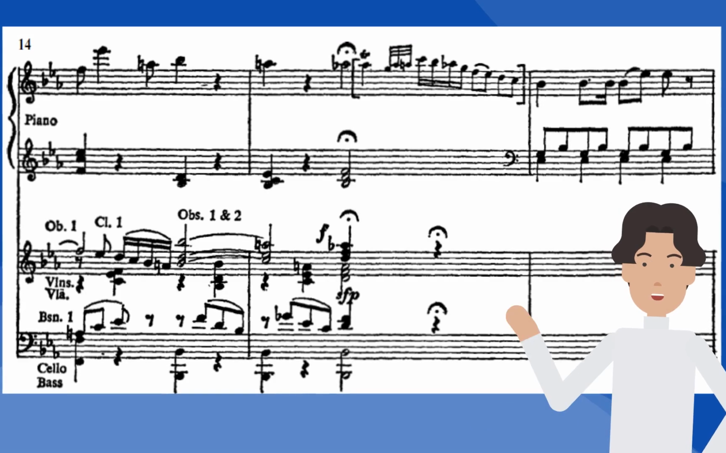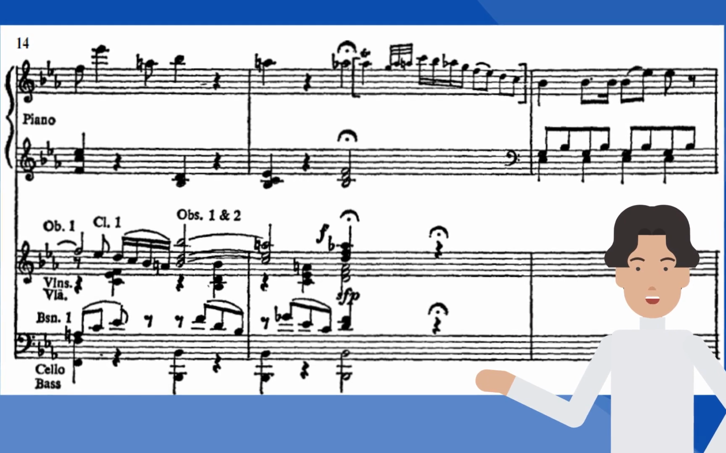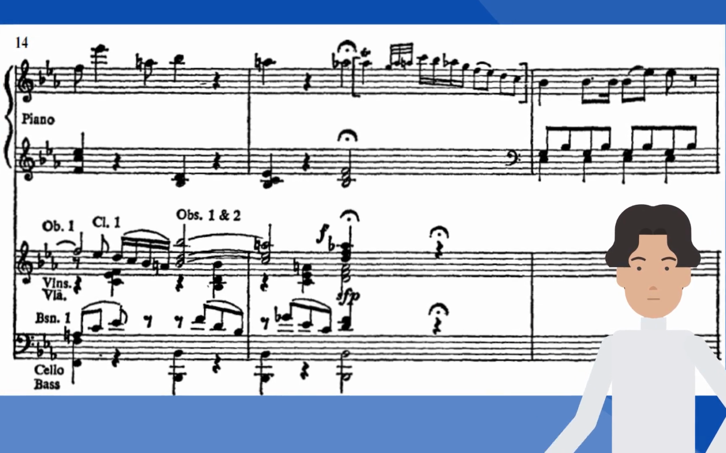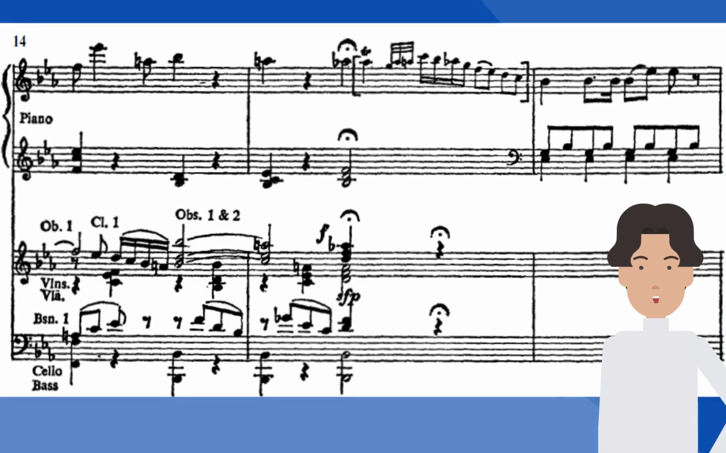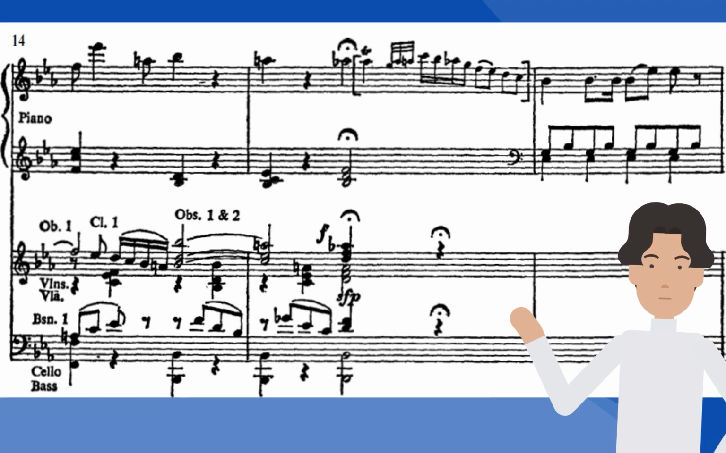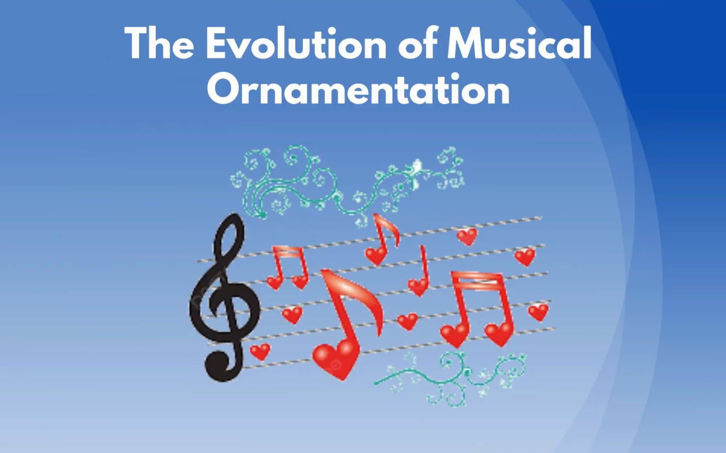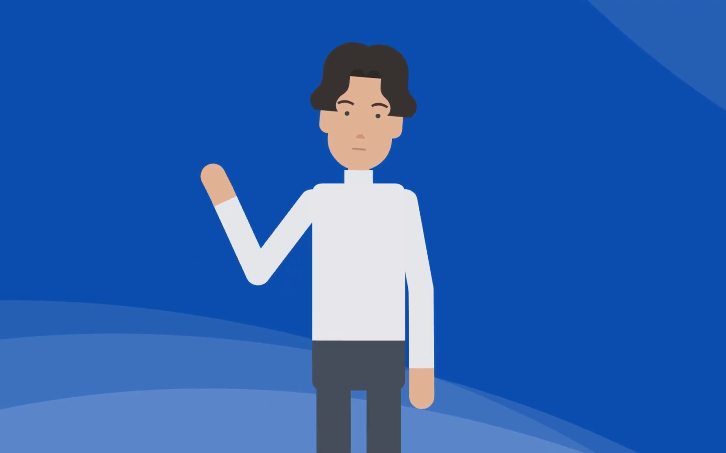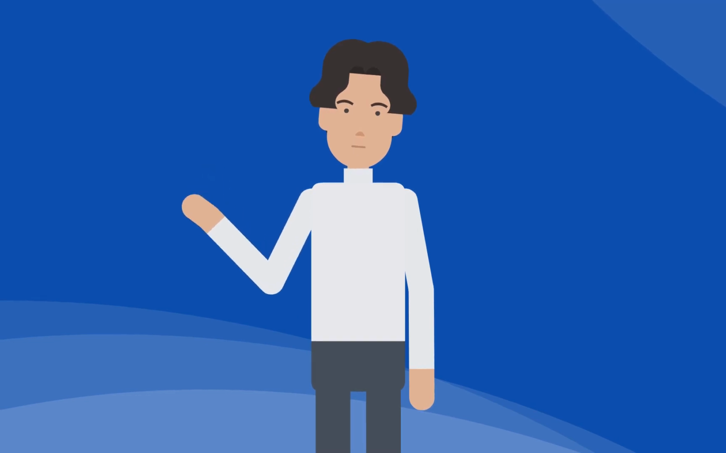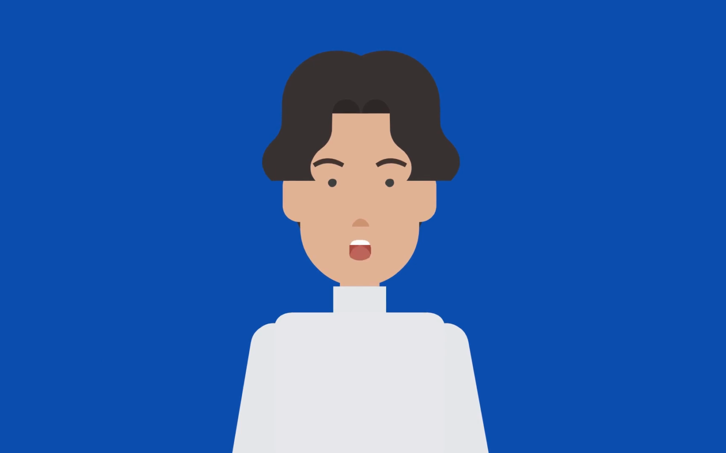Ornamentation must be related to style, and it is necessary to decorate only when the musical sense requires it. In the end, it's about preserving the qualities of Mozart's music that were most revolutionary and most personal. The evolution of musical ornamentation. In the Baroque period, ornamentation was used to fill the empty space and achieve continuity in music. It covered the underlying structure and kept the music flowing.